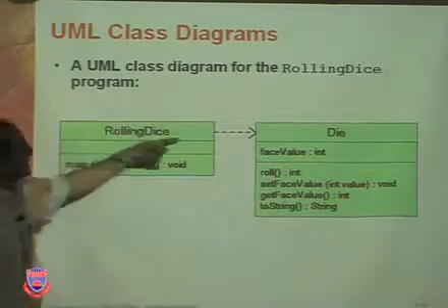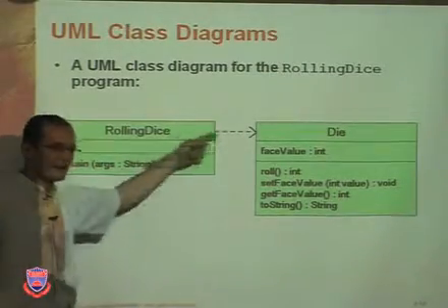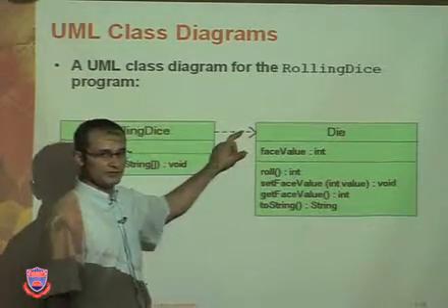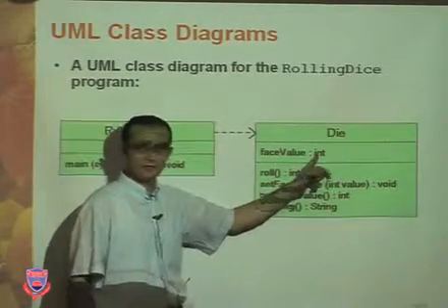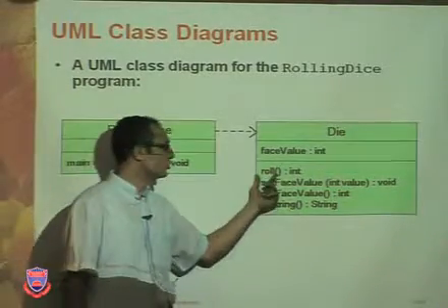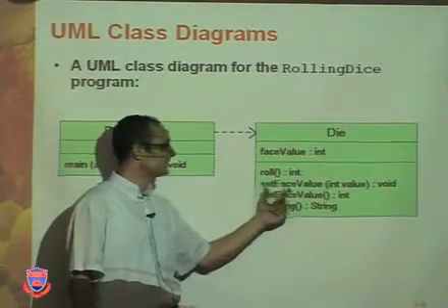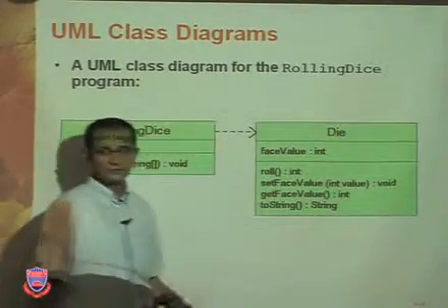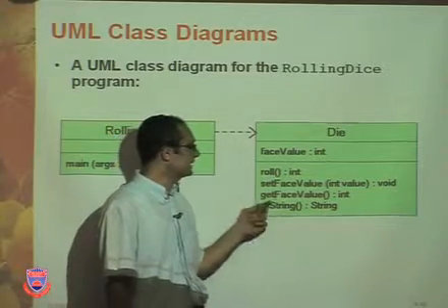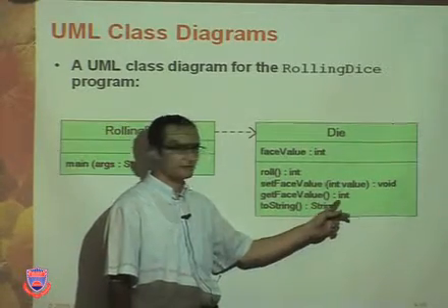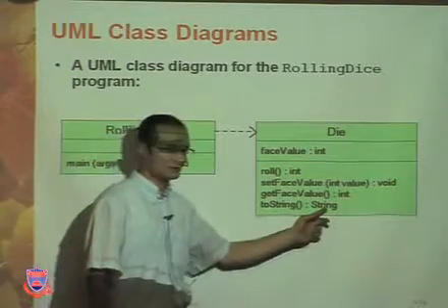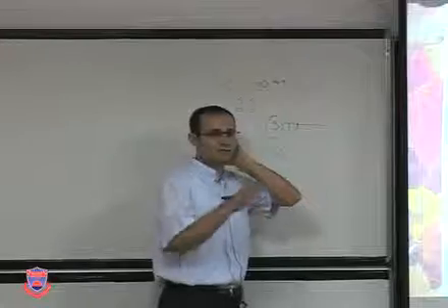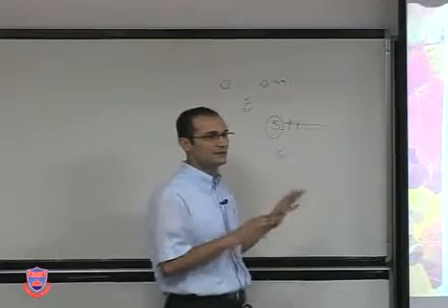However, this is related to Die. It uses Die's properties, which has an instance variable faceValue of type int. Then I have methods: roll that returns int, setFaceValue that takes an int value argument and returns a void, meaning that nothing is returned, and then getFaceValue, no arguments, however, returns an int, and toString returns a string. So once you design your program with lots of multiple parts, you will have these relationships.